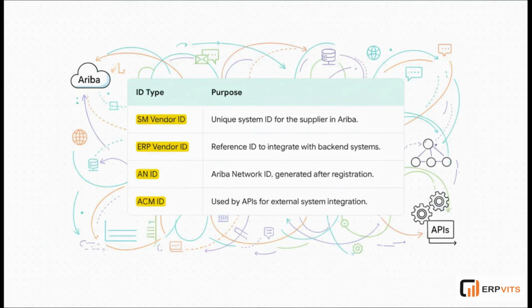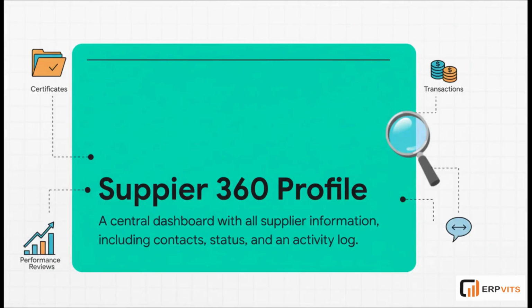Now, behind the scenes, the system is going to work, automatically spitting out a whole bunch of unique ID numbers. You've got one ID just for the Ariba system, another one that helps it talk to the accounting software, maybe a few others for network connections. Think of each ID like a different key that unlocks a different door, making sure everything integrates perfectly. This Supplier 360 profile is now the official record. It's that single source of truth we talked about earlier. From this point forward, every single thing, every contract, every performance review, every single dollar spent, it's all going to be tracked right here in this one central dashboard.